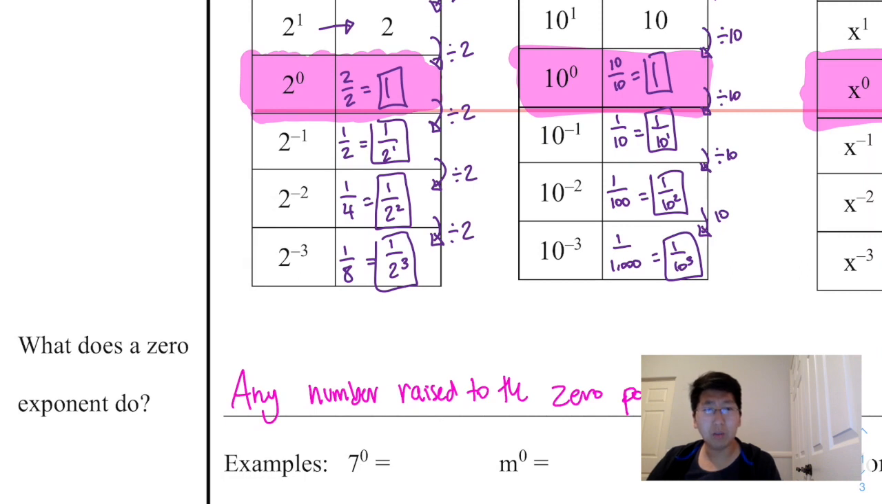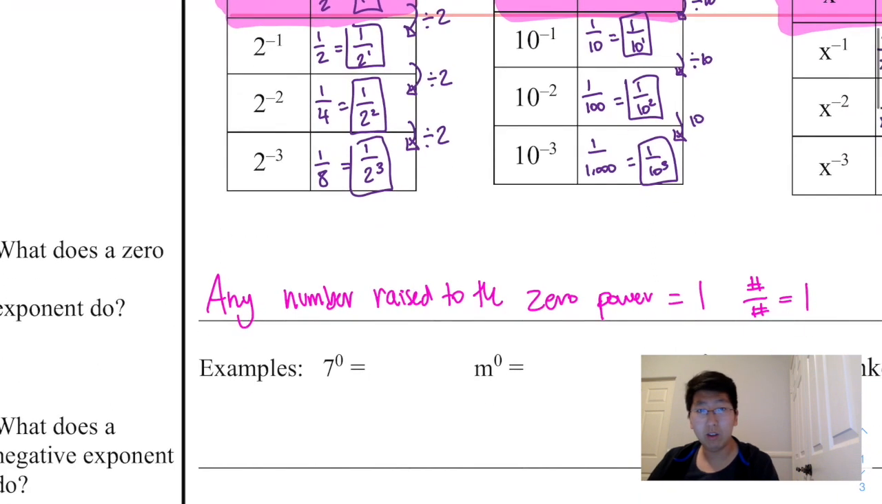So here's some examples I'm going to do really quick. 7 to the 0 power, guess what that equals? That equals 7 divided by 7, and I'm going to get 1. M to the 0 power, that's going to be m divided by m, which equals 1.